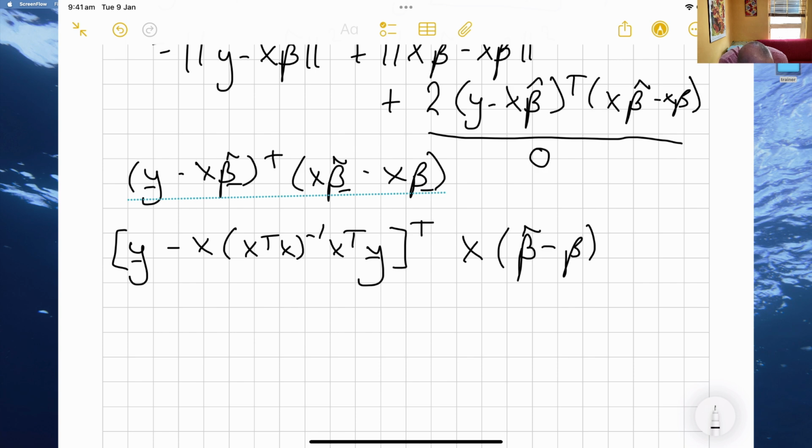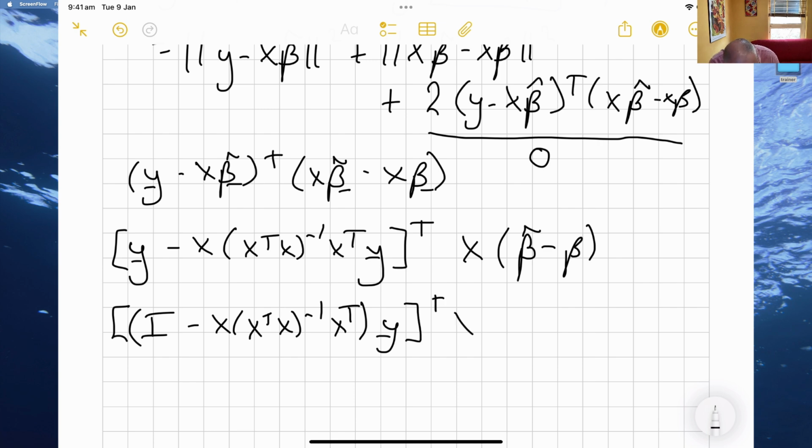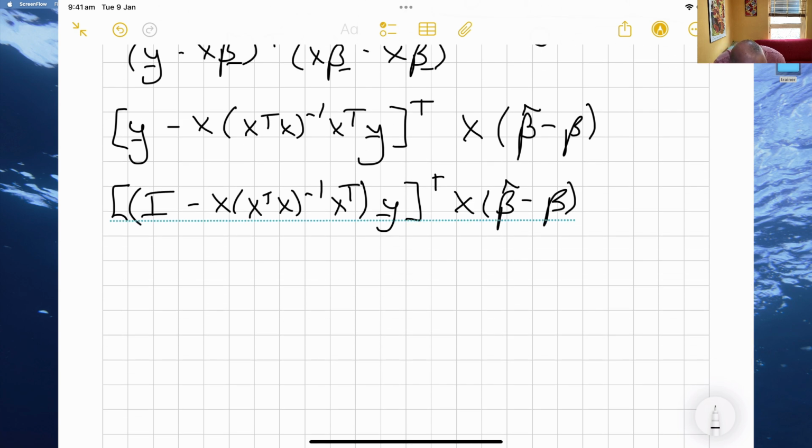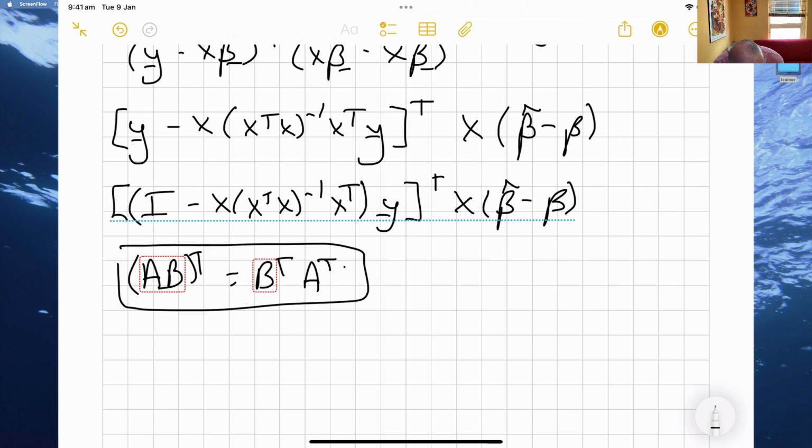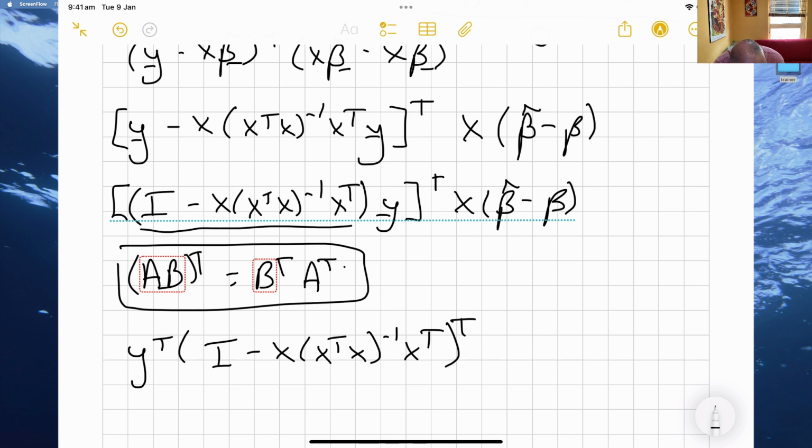So let's take out the y here. So I've got (I − X(XᵀX)⁻¹Xᵀ) times y, transposed, times X(β̂ − β). Now, let's have a quick aside. If I have two matrices A, B, and I transpose them, that is equal to BᵀAᵀ. So using this little fact, we can rewrite this as yᵀ(I − X(XᵀX)⁻¹Xᵀ). So this here is my A and this here is my B.